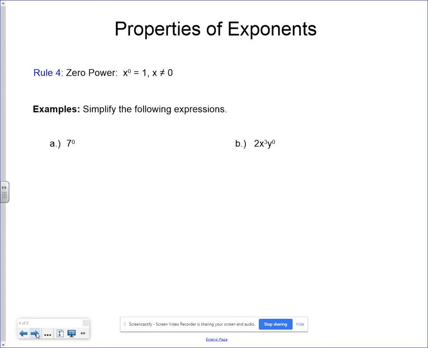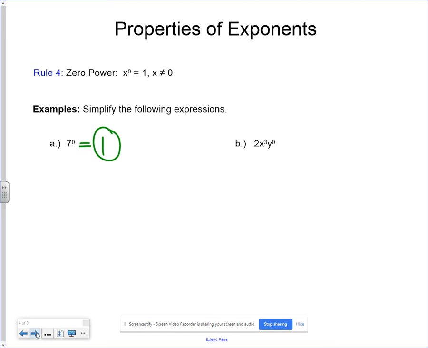Alright, so this is going to be our last property that we're going to look at today. It's actually one of the easier ones. It says, if you take some base and raise it to the 0 power, as long as that base is not 0, then that answer is 1. So x to the 0 power is 1. So if we look at A, we get 7 to the 0 power. Well, anything to the 0 power is 1. So the answer is just 1.